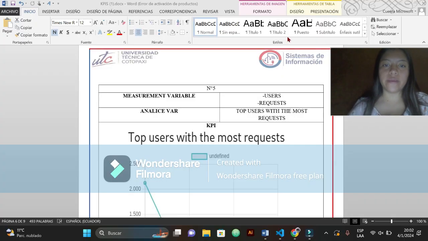KPA number 5. The KPA top user with the most requests. Request enter for this dashboard. Use the request and user table. There are users who enter data flows or more requests, unlike others, this means in the long term a very heavy burden for the user who receives requests.